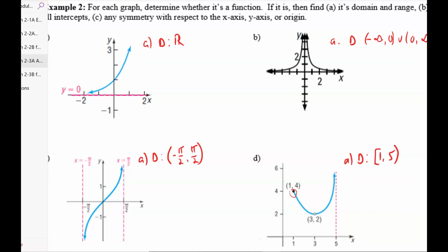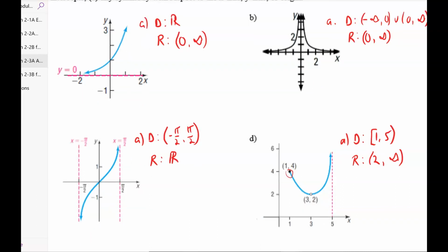Okay, I'm going to pause it and let you guys try to find all of the ranges. Okay, so there's the ranges. Most of these aren't too bad. The fourth part D, I just want to make sure that it's clear that the 2 is usually not too bad. That's an open point, so we're not going to count it.